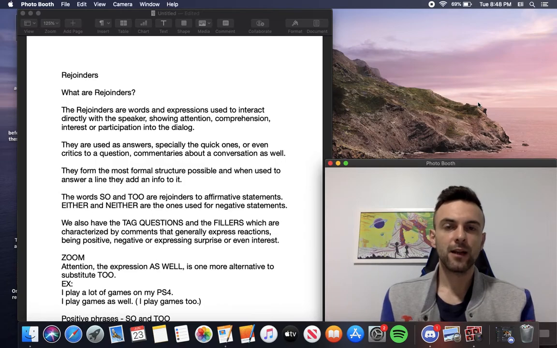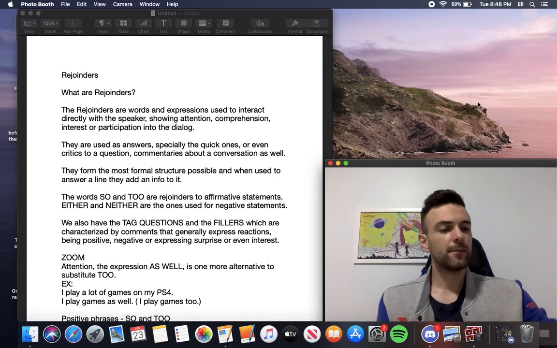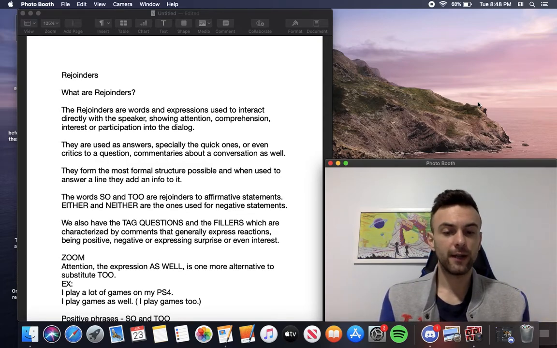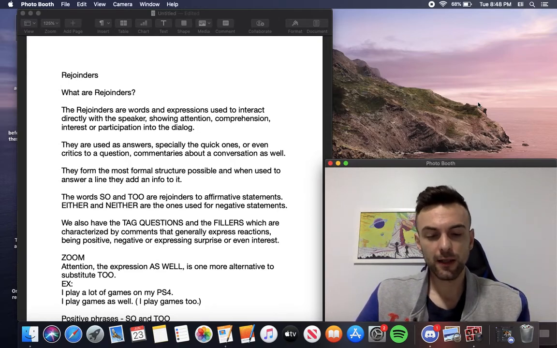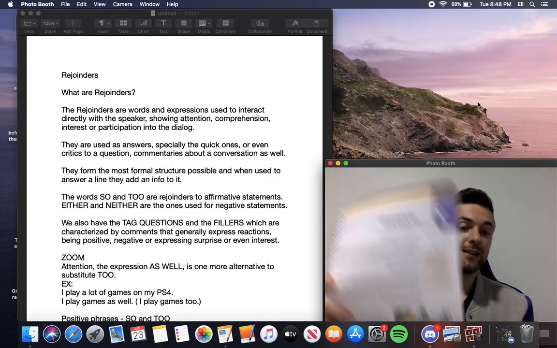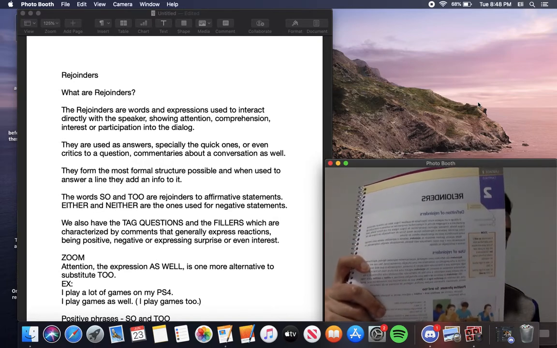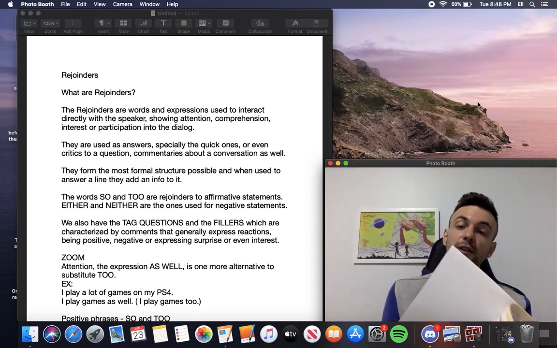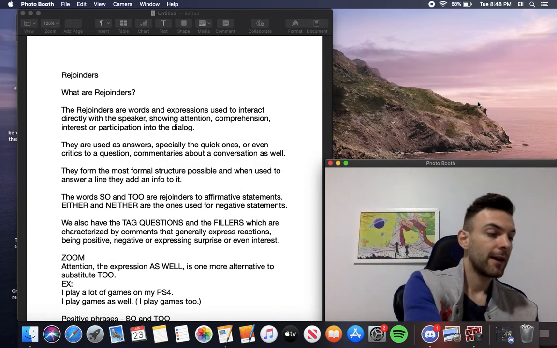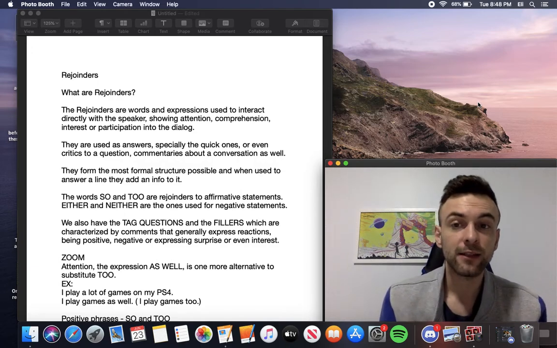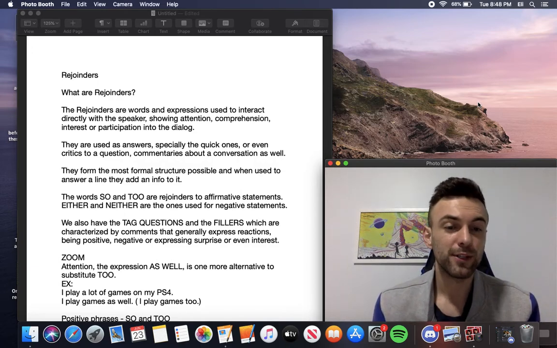Eli here, and today we have one more video class, and this one will start on page 42 of our second book, and we're gonna talk about rejoinders. That is on this page right here. It is Unit 2, Chapter 2, rejoinders. And we start this class talking about what are rejoinders, right?